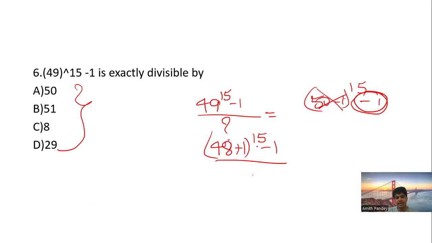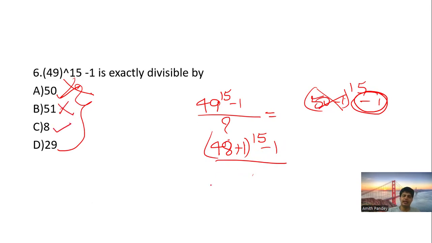So this is divisible by which number? Let's try to check with 50. Can 50 divide 48? Obviously no. Getting the point? Exactly divisible means if I keep expanding, then 48, 48, 48 terms will come. But at last, this 1 with this minus 1 will get cancelled. So 51 will not be possible.